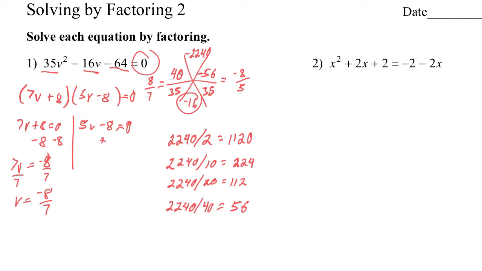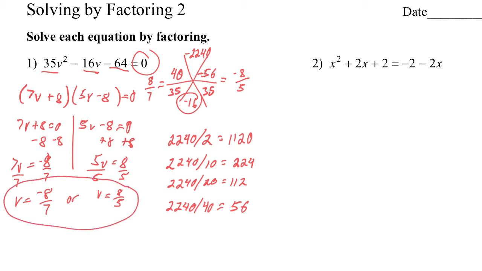Then I'm going to add 8 over on both sides of this other equation. So I have 5v equals 8. Divided by 5, so v is equal to 8 over 5. And there's my two solutions.